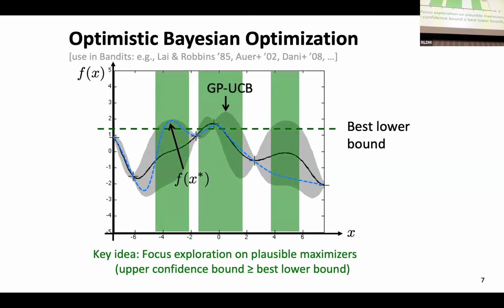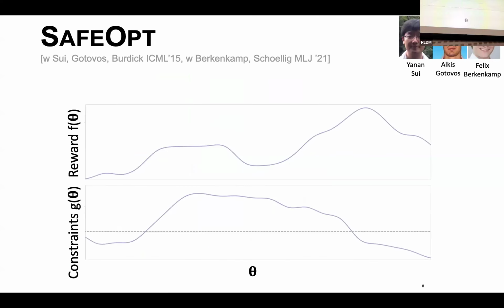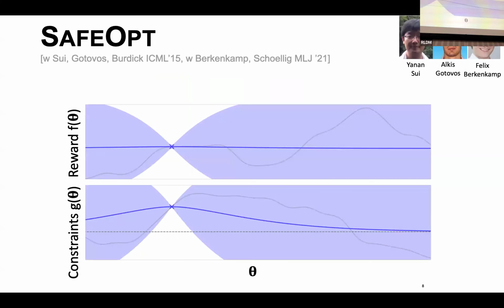But one can apply similar reasoning for safety, right? So you could build confidence bounds not just for rewards, but also for constraints. And then, instead of being optimistic, which is problematic when things can go wrong, you try to be pessimistic about the constraints and restrict your exploration to a subset of the domain that you can statistically certify as safe.